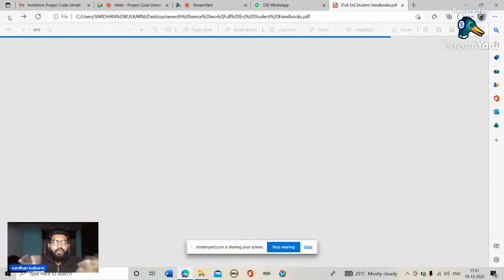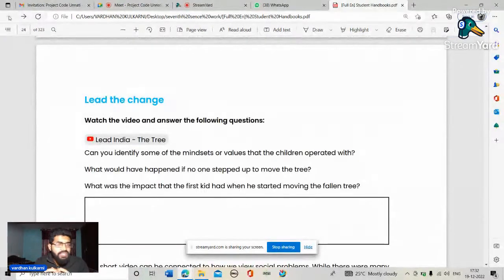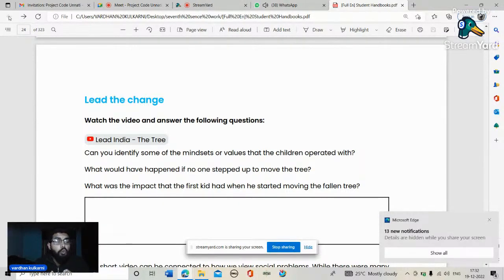Okay, the words lead the change itself tell us to be the change in society. As you can see in the video, a small boy saw the social problem and understood it. There are politicians coming by, ambulances stuck in the way, and a traffic jam, which created a social problem. The small boy tried to move the tree, and he was the one to lead the change. Seeing him, many others came forward to lift the trunk of the tree which had fallen on the street.